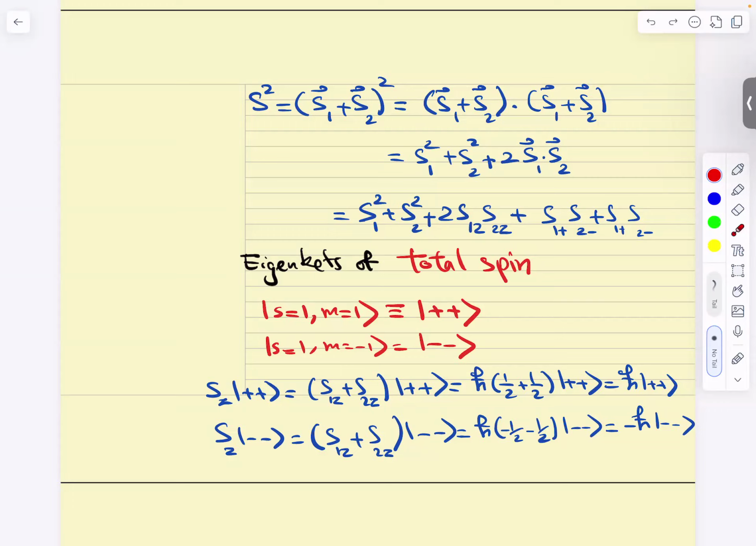Yeah. This one? Yeah, that one. S1 plus S2 minus plus S1 plus. Oh, that's a typo. Thank you.